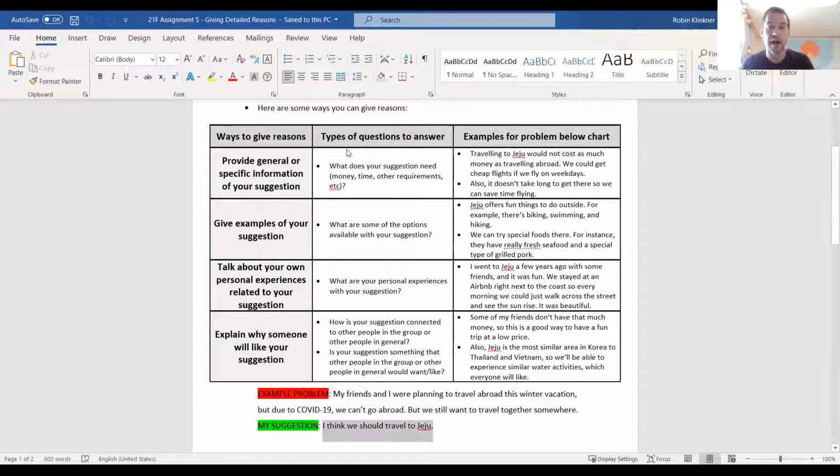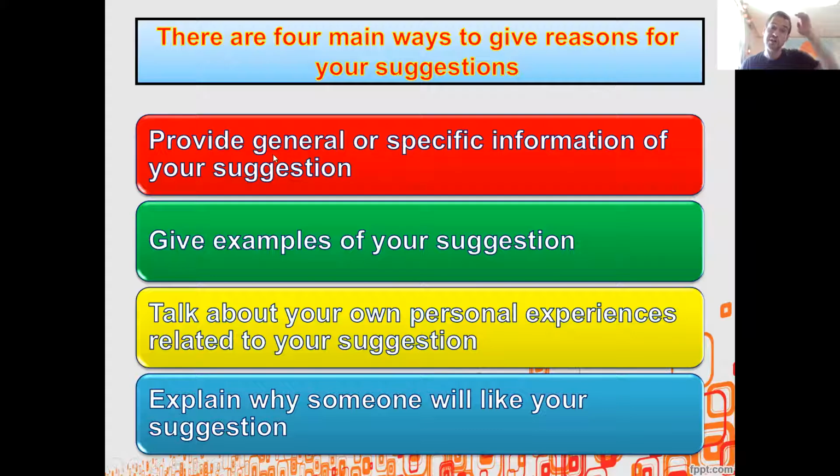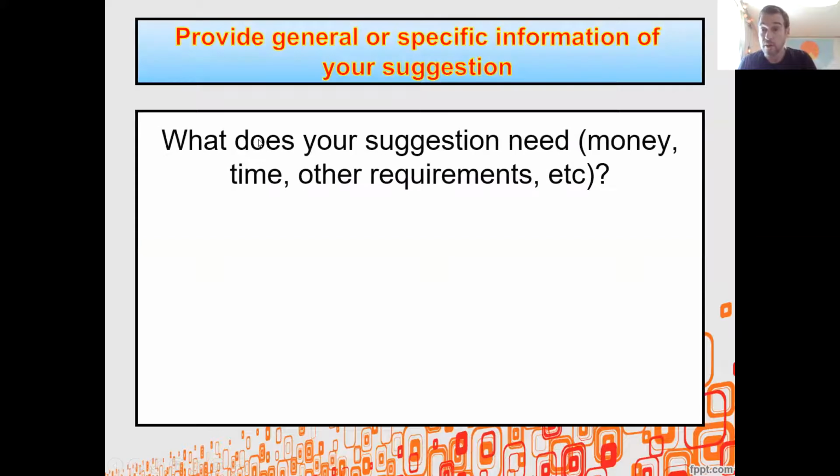So let's take a look at examples. So the first way to give reasons for your suggestion is to provide general or specific information of your suggestion. The question you want to answer is, What does your suggestion need? If we go to Jeju, how much money will it cost? That's how you support your suggestion. You need to tell the people you're talking to how much money it costs to go to Jeju, how much time it takes, what other requirements are needed.